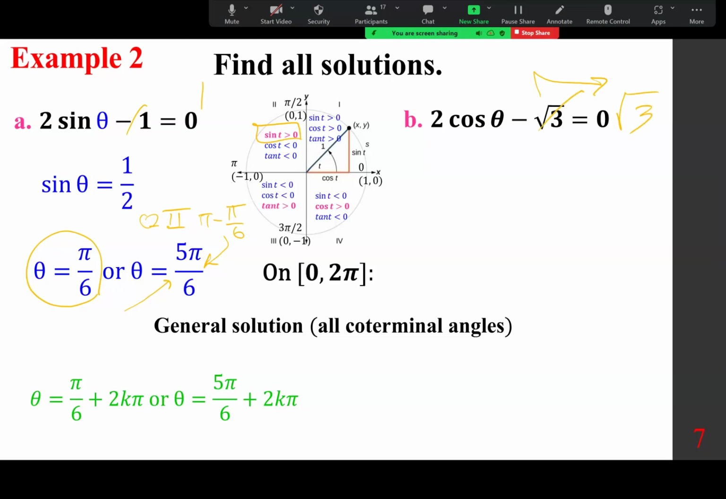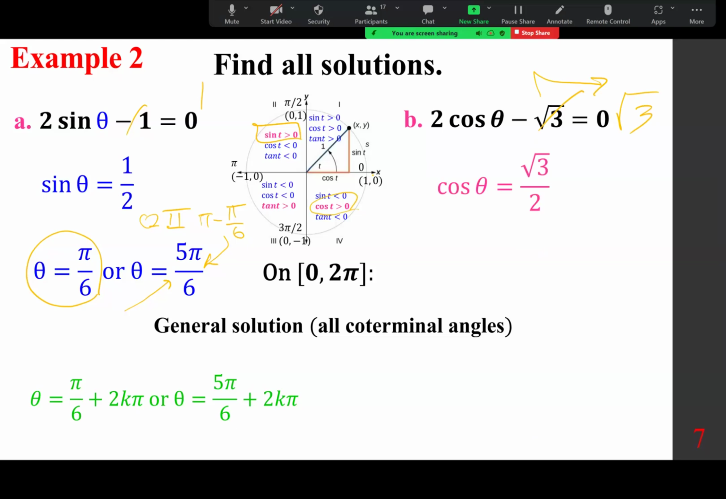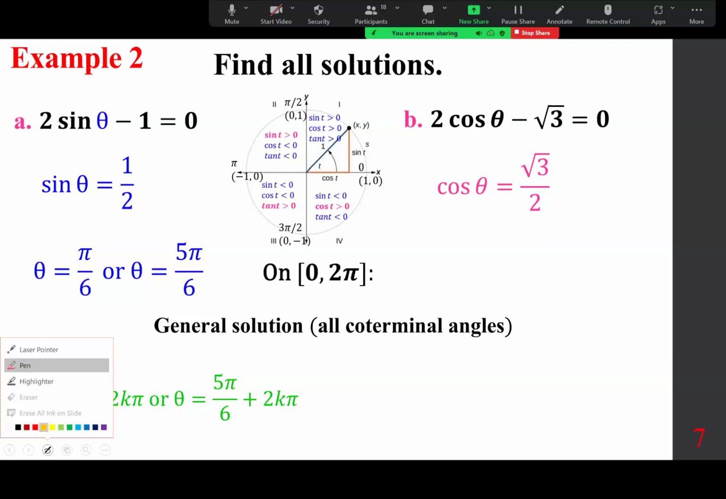Move the negative, make it positive square root of 3, divide by 2. And cosine is square root of 3 over 2 when theta is pi over 6, the first quadrant. Cosine is also positive in the fourth quadrant.